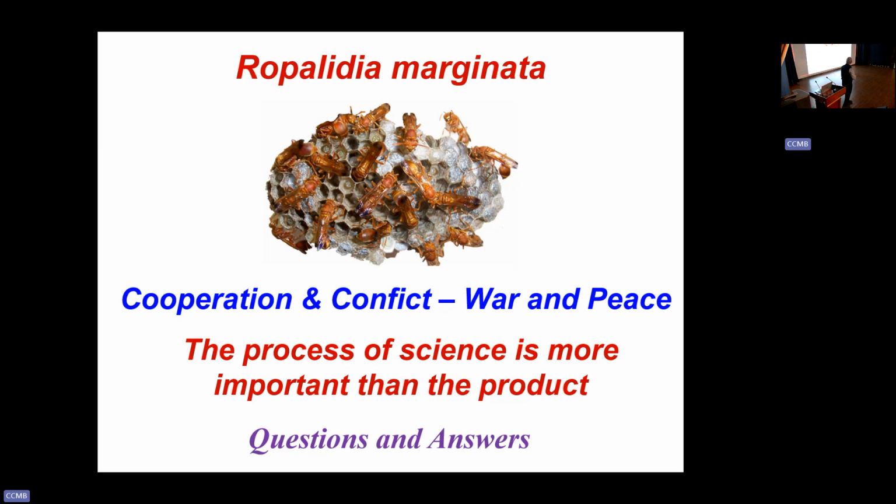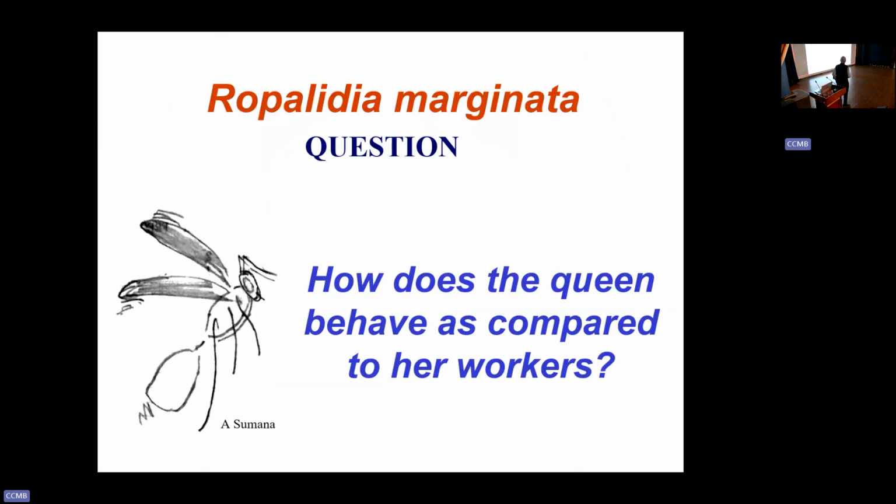So obviously, my very first question was, how does the queen behave as compared to her workers? She doesn't look different, but she must be behaving differently in some way. Otherwise, why would the workers respect her, recognize her, or even understand who she is? So I wanted to understand the behavior of the queens and workers.